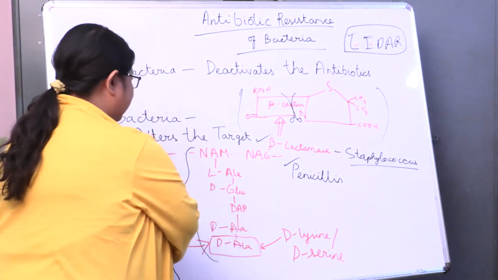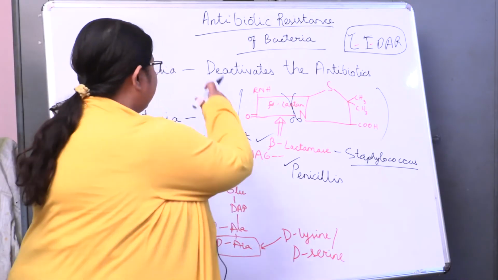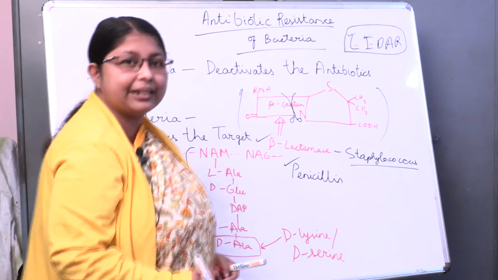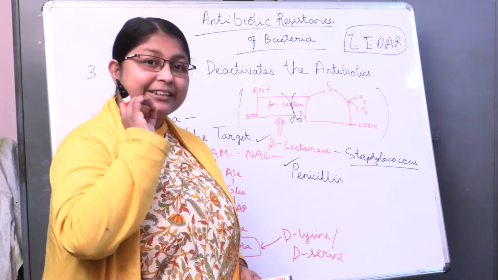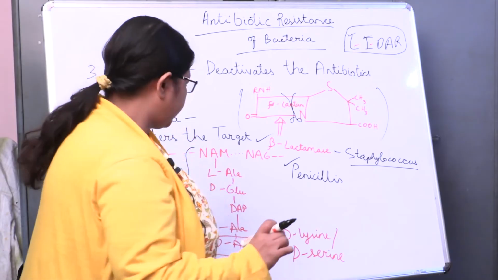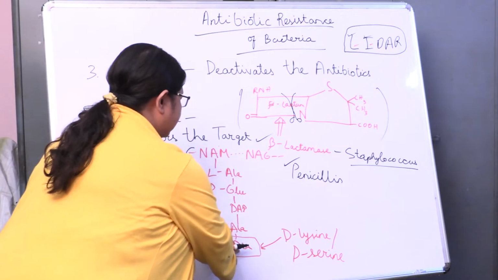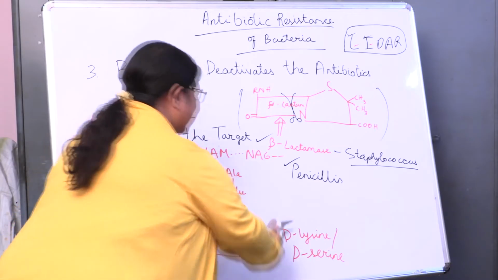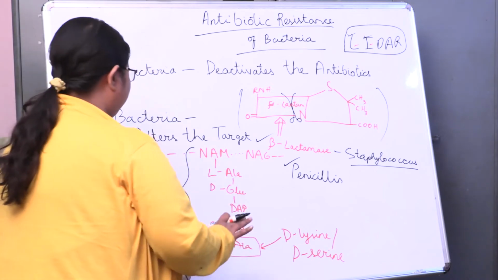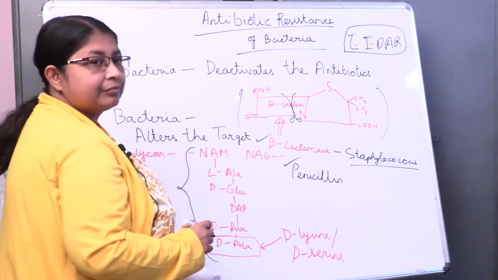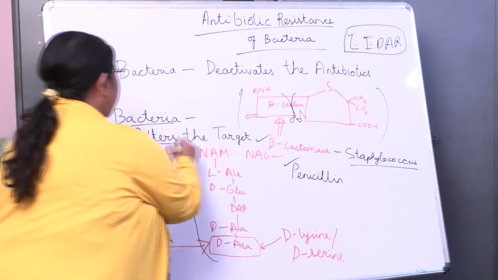Otherwise, if the vancomycin would have recognized this D-alanine, it would have lysed this peptidoglycan, that is the cell wall of the bacteria. But in this case, the cell wall of the bacteria is saved only because the vancomycin is not able to recognize this D-alanine, because it's not in place. Instead, D-lysine is in place. So the bacteria saves itself from vancomycin. This is another way bacteria alters the target.